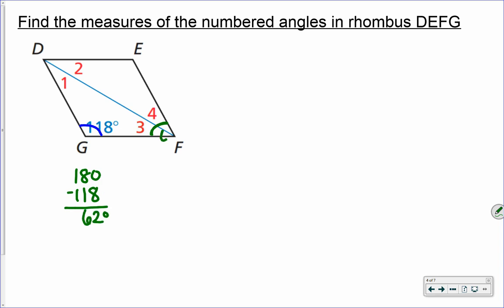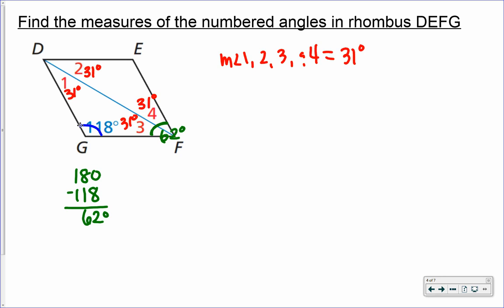So angle F is 62 degrees, but I'm looking for 3 and 4. Well, I know that that diagonal bisects it into 2 equal parts, so I can divide that in 2. So angle 3 and angle 4 are both 31 degrees each. And we know that opposite angles are equal, so 1 and 2 are also 31 degrees. So the measure of angle 1, 2, 3, and 4 are all going to equal 31 degrees. So we're using our properties of rhombuses to solve.